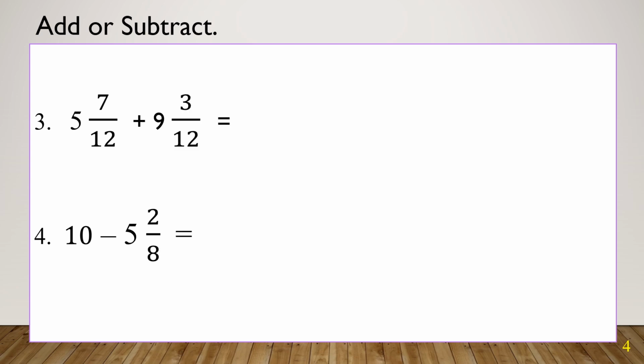Another example, 5 and 7/12 plus 9 and 3/12. Since ang given sa number 3 ay mixed numbers, meron pong involved na whole number, ang i-add po natin ay fraction to fraction, then whole number by whole number. So since similar fractions, i-add po natin yung numerator by numerator. So 7 plus 3 is equal to 10. Then copy the denominator 12.